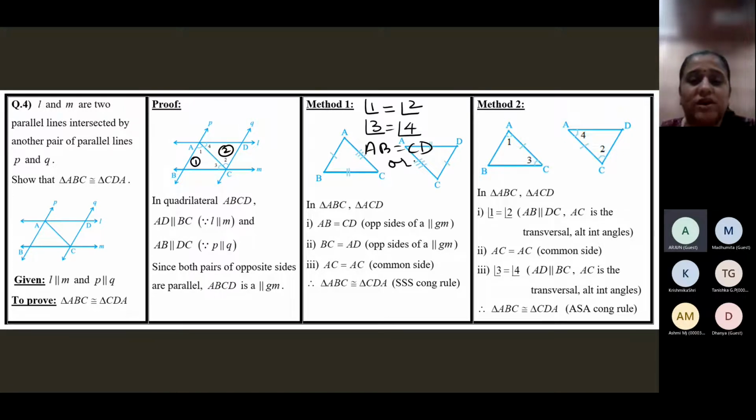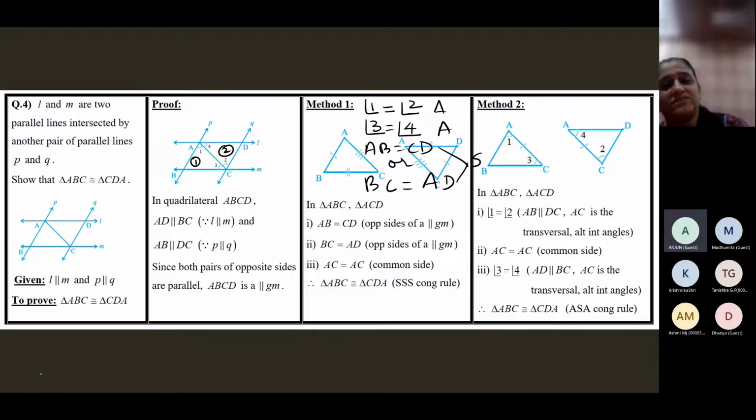Or instead of this, you can write BC of the first triangle is equal to AD of the second triangle. This also makes AAS. Any one you can write. Don't write everything that we know or all that is available. Just write three equalities which will satisfy some congruence rule. So this is AAS. Very good.